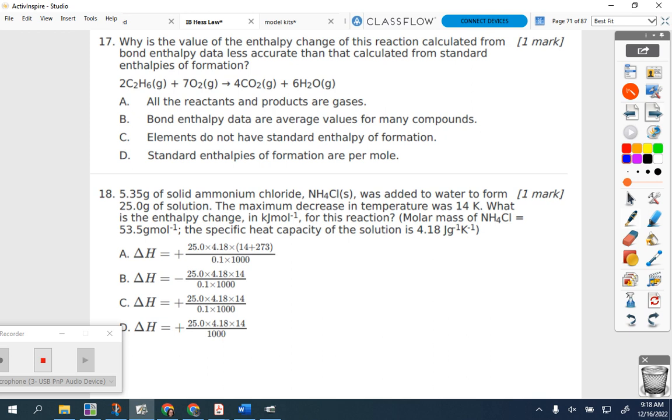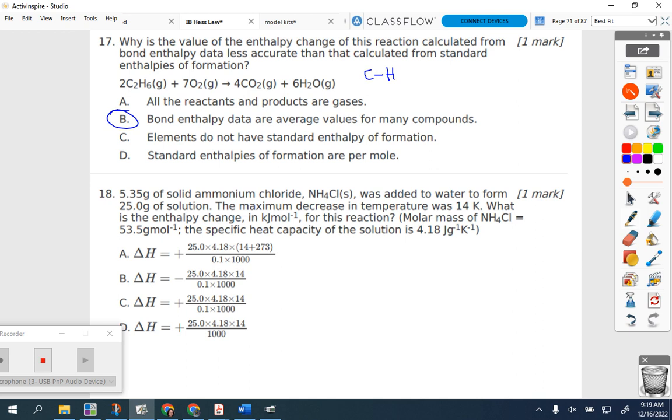Why is the value of the enthalpy change of this reaction calculated from bond enthalpy data less accurate than calculated from standard enthalpies of formation? There is an answer here that they are definitely looking for, and I did talk about it in class. What is the correct answer? Yeah, Leon. It is B. Remember that the CH bond is an average of carbon-hydrogen bonds across tons of different compounds.